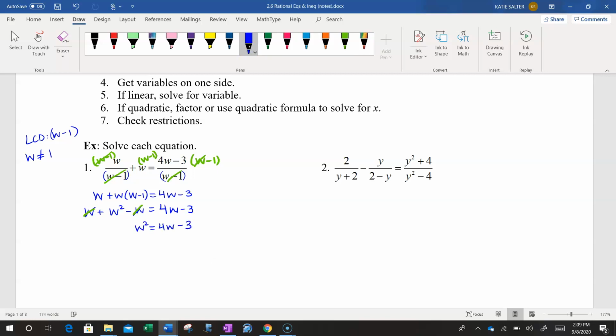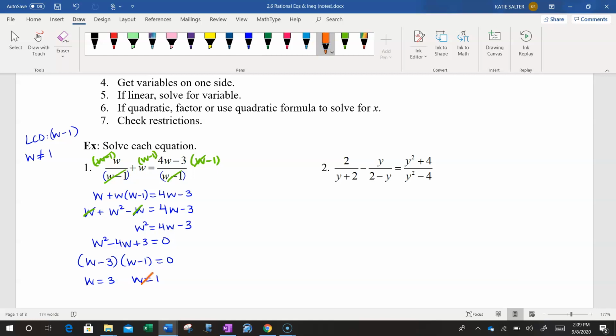At this point, it appears we have a quadratic equation, so we want to set that equal to 0. I'm going to leave that w squared positive to make it easier to factor, or use a quadratic technique. So we would subtract the 4w and the 3 over to set it equal to 0. We then need to use a quadratic technique such as factoring, quadratic formula, or completing the square. In this case, this one is factorable. We'd have w minus 3 and w minus 1. And when we set those equal to 0 and solve, we have w is equal to 3 and w is equal to 1. However, because 1 is a restriction, this is an extraneous solution.